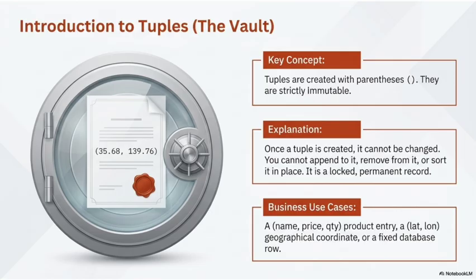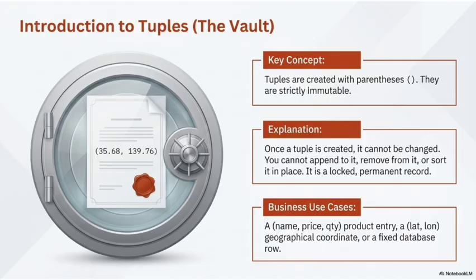If day 3 or day 5 needs to be traceable in the output, enumerate is the right tool. Tuples are the locked vault structure, immutable by design, created with parentheses, and used for data that must never change after creation. The key concept: tuples use parentheses instead of square brackets. Once created, a tuple cannot change. You cannot append to it, remove from it, resort it, or even update a value. It is locked in a permanent record.